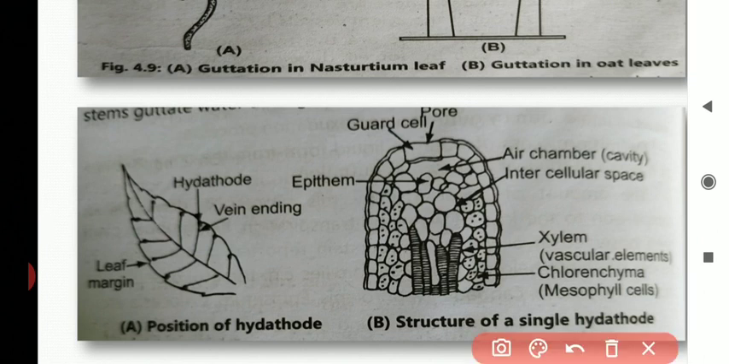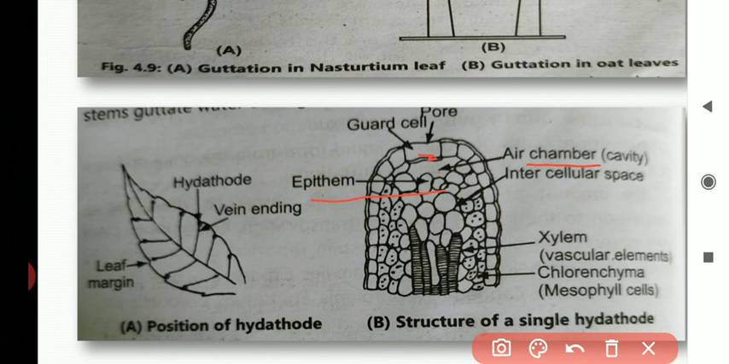Each hydathode consists of a water pore which remains permanently open. Here, this is the water pore which is permanently open. Below this pore, there is a small cavity. Here, the cavity is named as an air chamber or cavity. Below the cavity, there is a loose tissue called epithem. This is the epithem. This is the structure of a single hydathode.